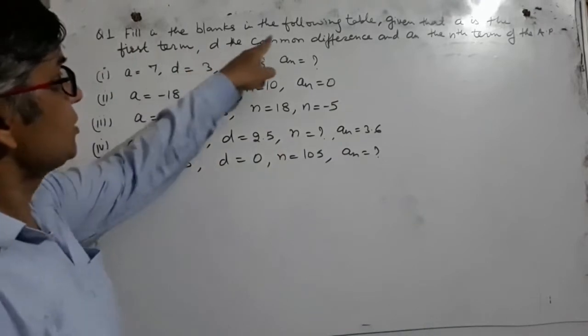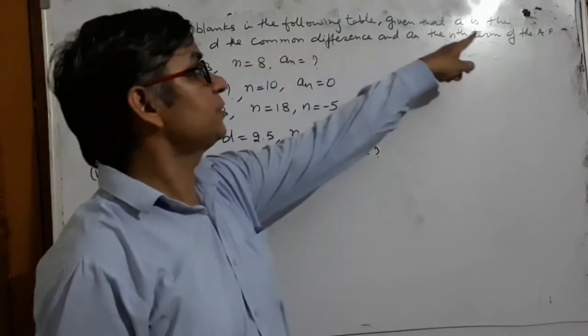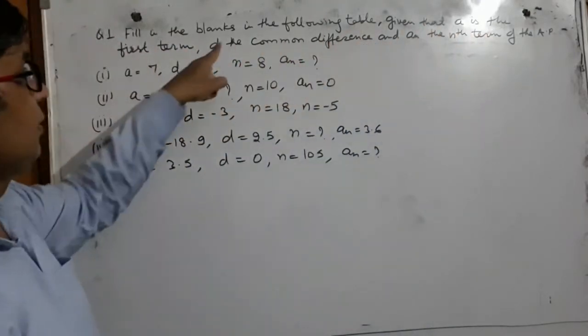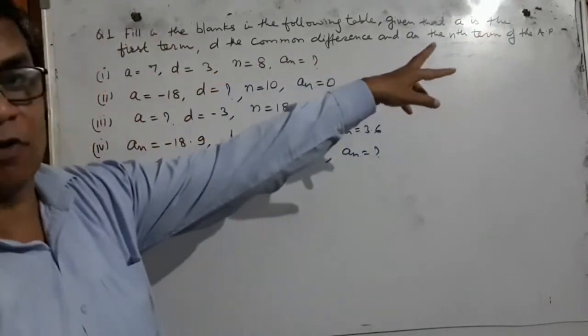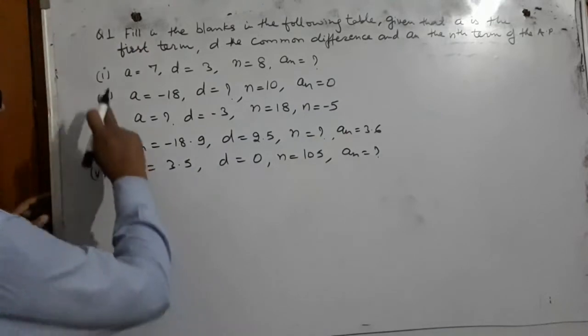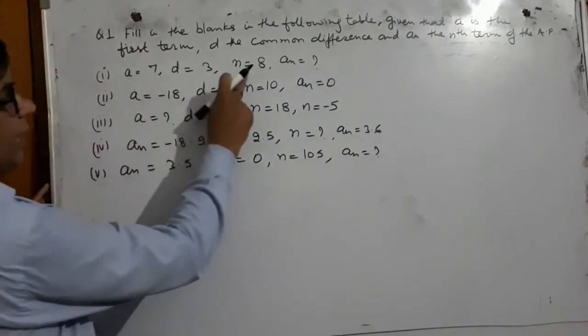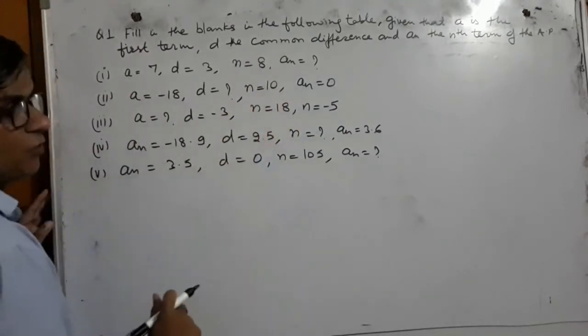So now exercise 5.1, question number first. Fill in the blanks in the following table given that A is the first term, D the common difference and an the nth term of the AP. So first is A is 7, D is 3 and n is 8, an we have to find.